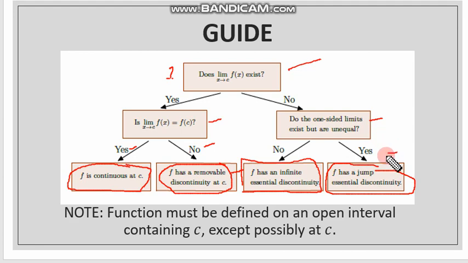So it means here in jump essential discontinuity that your limit does not exist, but they have an individual value of the limits on the left side and on the right side. Note that here the function must be defined on an interval containing the value of c, except possibly at c itself.